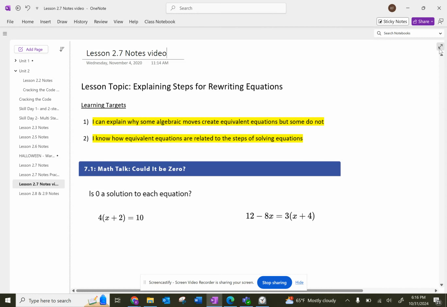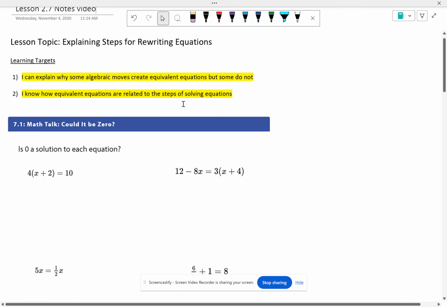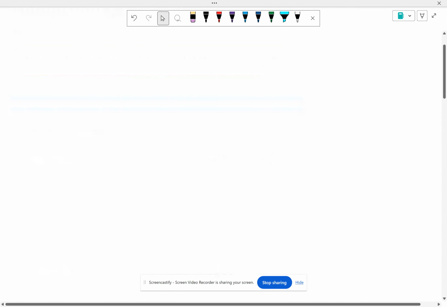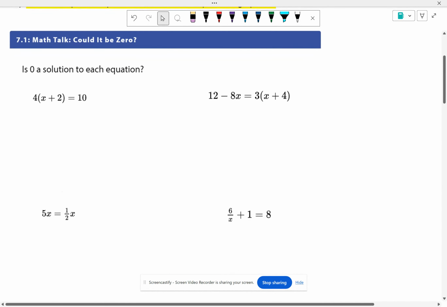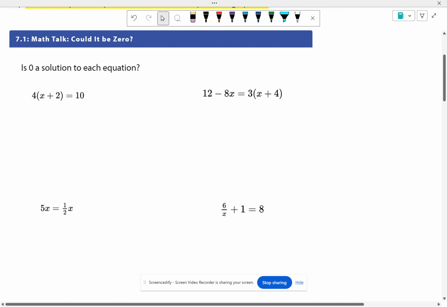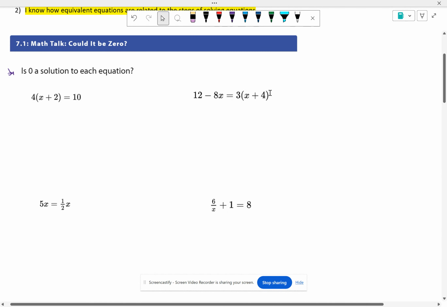Hello, Algebra 1. Today we're going to be in lesson 2.7 in your class notes, and we're going to be working on acceptable and non-acceptable steps of equations and looking at sometimes when there is no solution to an equation. So right here, what I'd like you guys to do first is check, is 0 a solution for each equation? So I'm going to put 2 minutes on. I want you guys to look at each of these 4 equations and see if 0 is a solution.